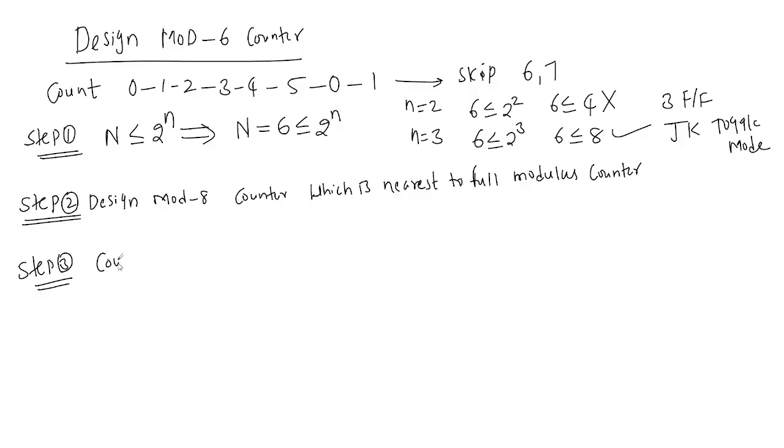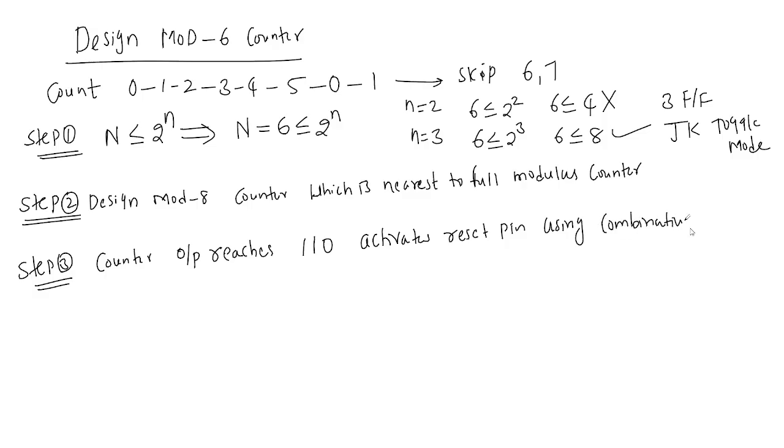Step 3. When the counter output reaches 110, this activates the reset pin. Activate the reset pin using a combinational circuit. We need to use one combinational circuit, and by using that combinational circuit, we will activate the reset pin. Is it fine? Okay, so I will design this.